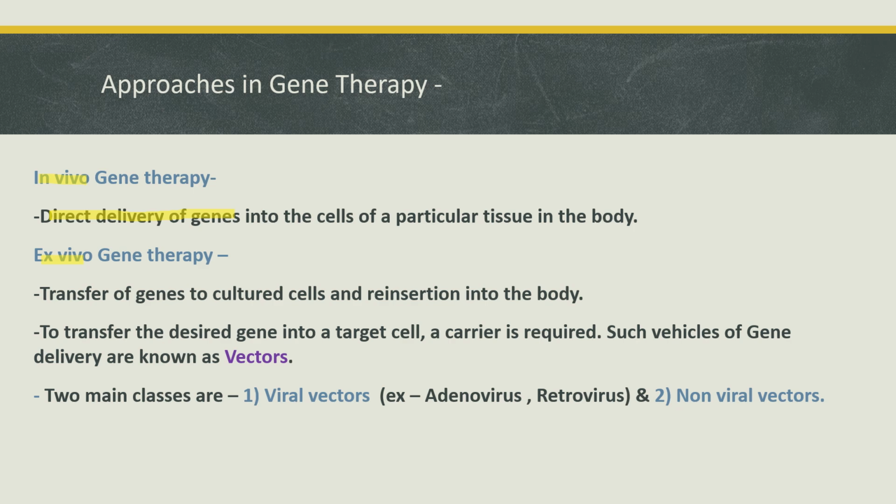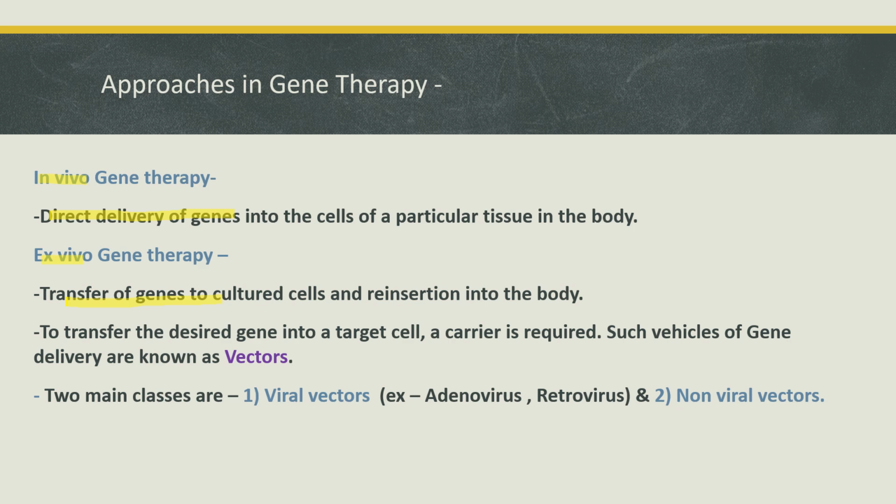What happens in ex vivo gene therapy? Here, firstly, cells are isolated from the patient's body to which gene correction has to be made. Then these cells are cultured in the laboratory. Then genes are transferred to these cultured cells, and these cultured cells are reinserted into the patient's body again. So here you can see, transfer of genes to cultured cells and reinsertion into the patient's body is known as ex vivo gene therapy.